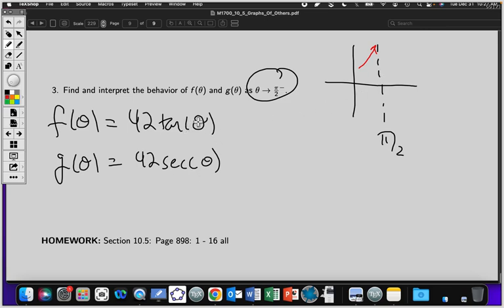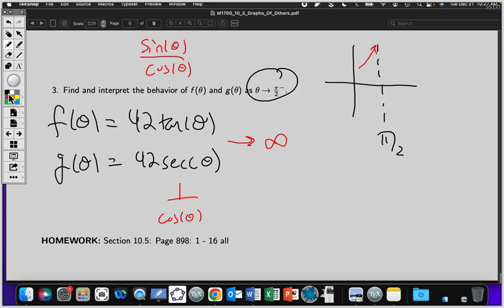Because remember, in both of these, tangent is sine over cosine. Secant is 1 over cosine. As we come into pi over 2 from the left, the numerator here is getting close to 1. The numerator here is already 1. Cosine becomes a very, very small positive number. So that fraction becomes a very large positive number, blows up to infinity. Okay, so these are both going to positive infinity.